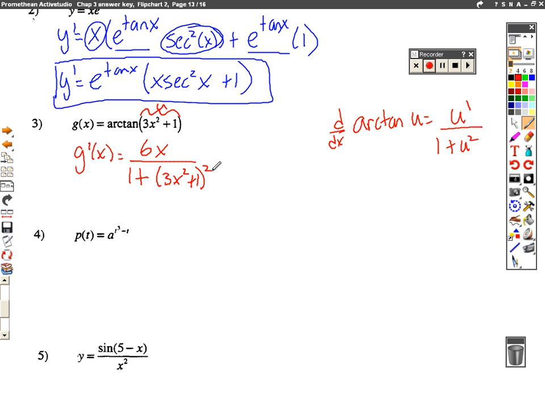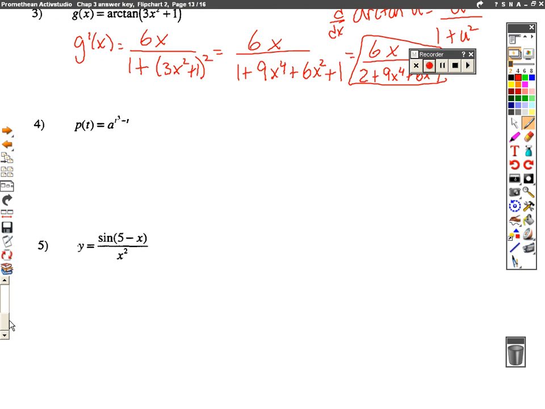squared. If this was a multiple choice answer, I would almost be sure that this is not going to be left in this manner. So you're going to have 6x over 1 plus, and this would be squared out. That would be 9x to the 4th plus 6x squared plus 1. So you would probably see it like 6x over 2 plus 9x to the 4th plus 6x squared.